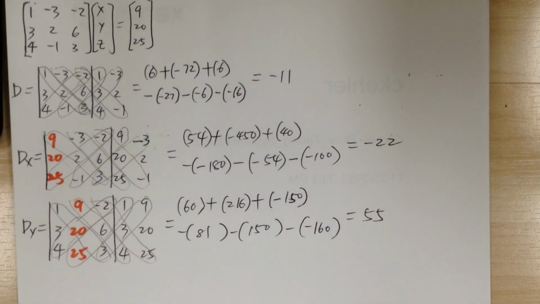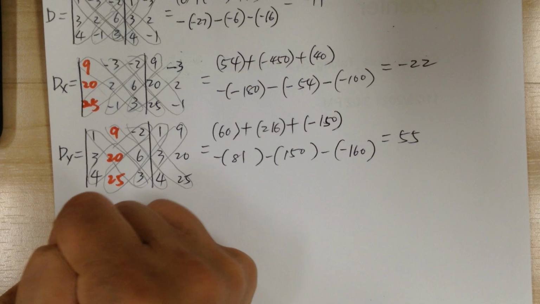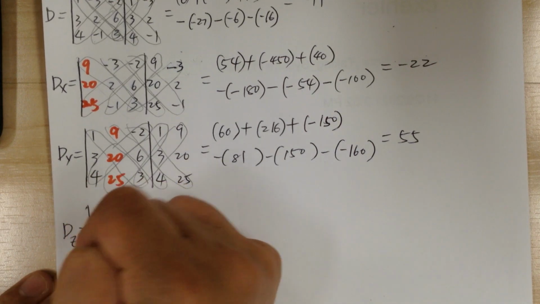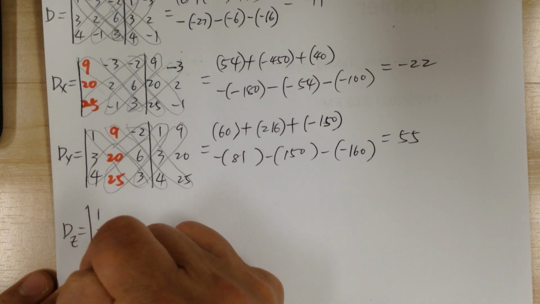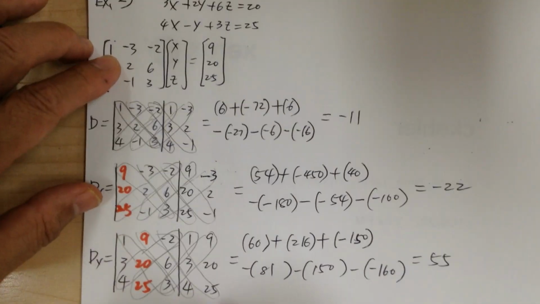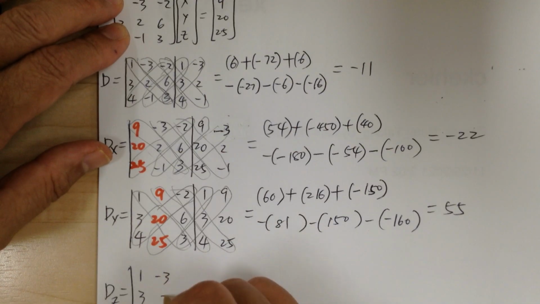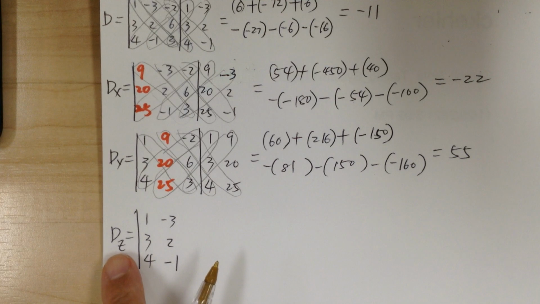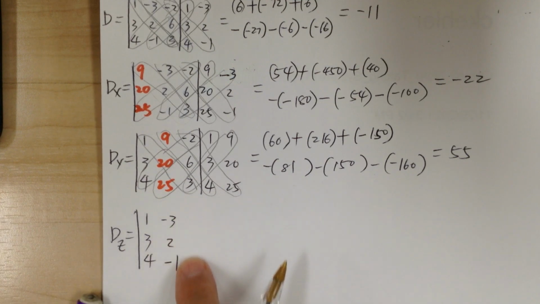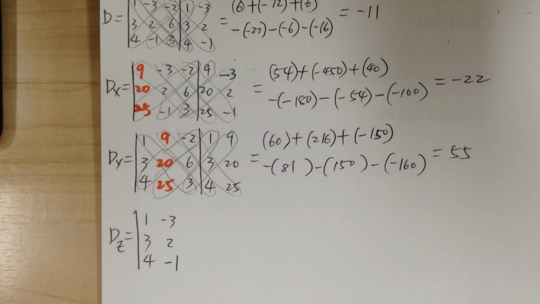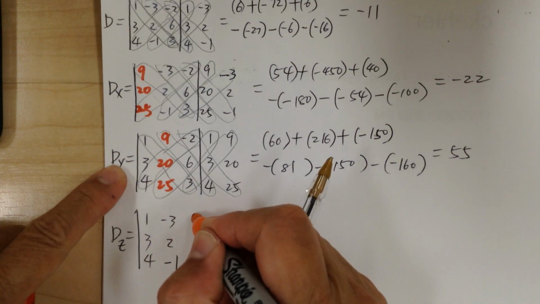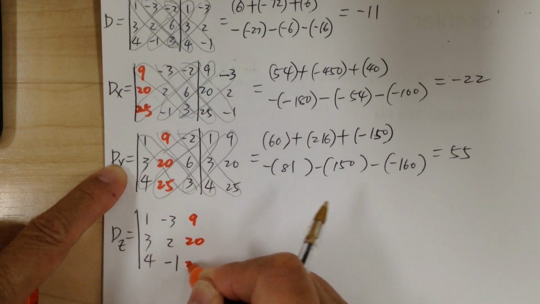Okay, now we're going to do the Dz. So for D of z, you're going to get 1, 3, 4. And again, go back to your original, so it'd be -3, 2, -1. Now, when you're doing the D of z, you have to replace the z column with the answer matrix, right? So it'd be 9, 20, 25.